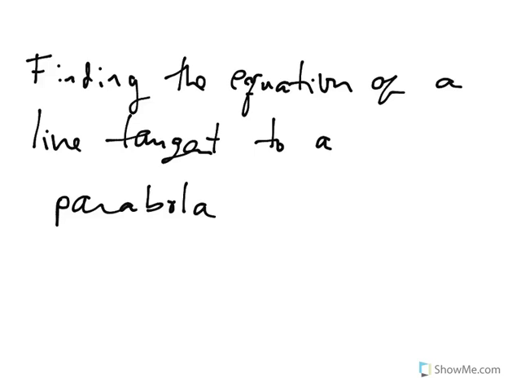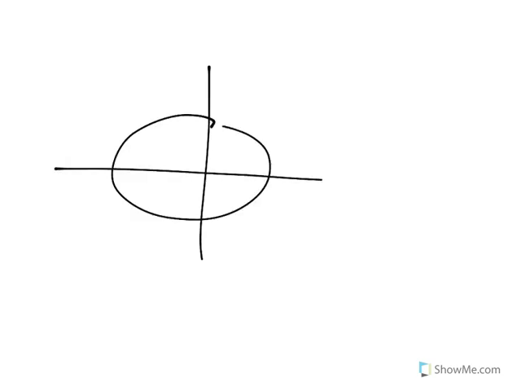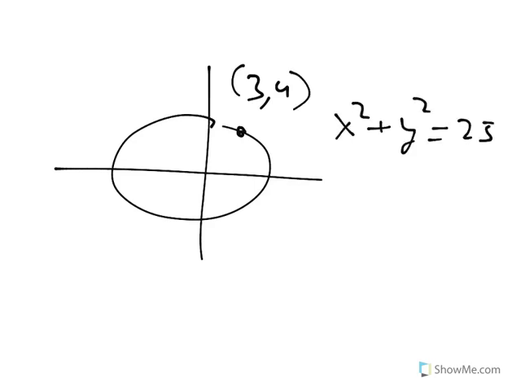Finding tangent lines is something that's very important in math and can be pretty difficult, actually. The only curve that it's easy to find a tangent line to is a circle, because it just happens to be this rule that the tangent line is always perpendicular to the radius.